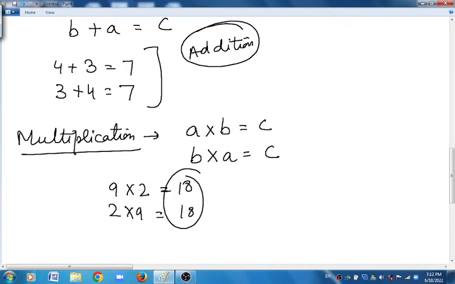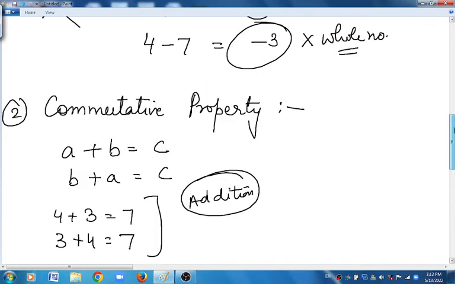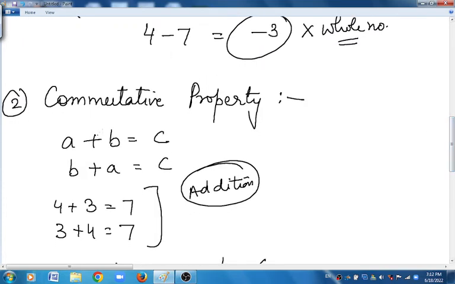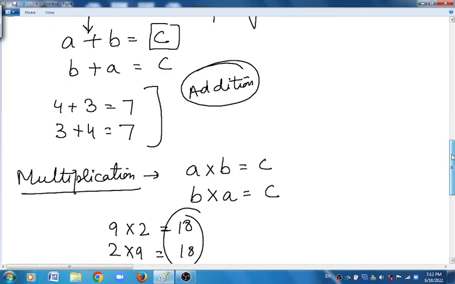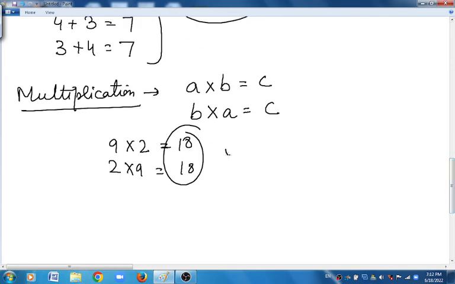That means multiplication is covered under commutative property. So according to commutative property, if we are changing the order of the operation, the answer remains same. It is possible in addition, as we have already checked. It is again possible in multiplication, as we have already checked. Now we are checking it for the division.